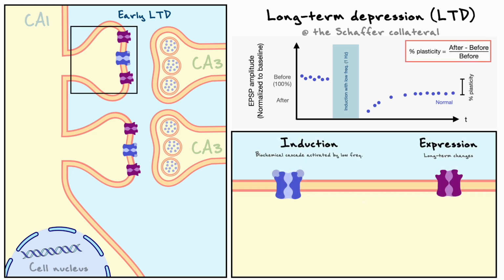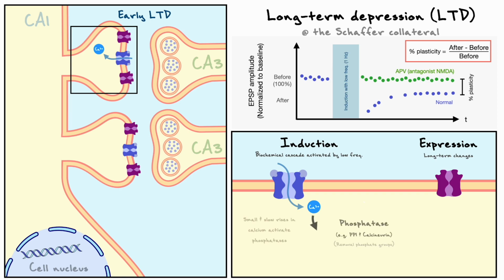The mechanism to induce LTD is actually very similar to that of LTP because both are mediated by calcium entry from NMDA receptors. However, in LTD, because the frequency of stimulation is so low, small and slow rises of calcium lead the calcium to activate phosphatases instead of CaMK2. Remember that phosphatases are essentially the opposite of kinases, and their activity mediates the removal of phosphate groups. Two important phosphatases that have been pointed out as being activated in such contexts are PP1 and calcineurin.